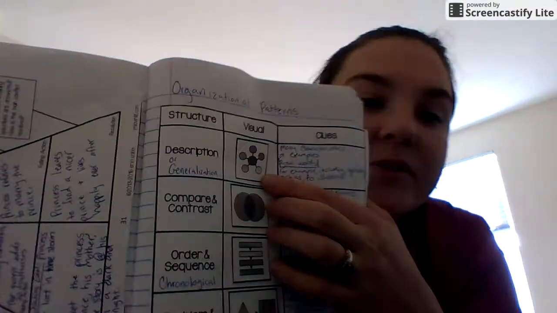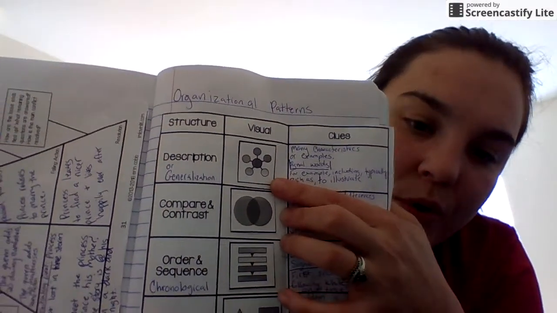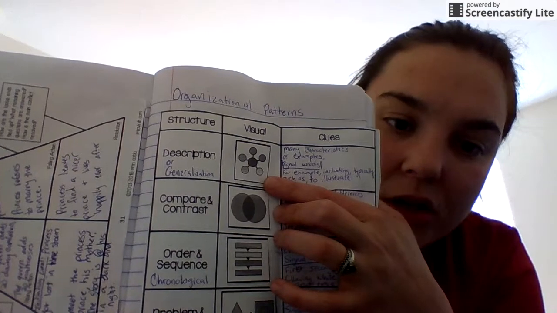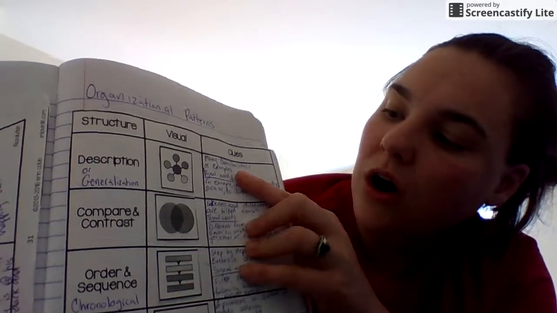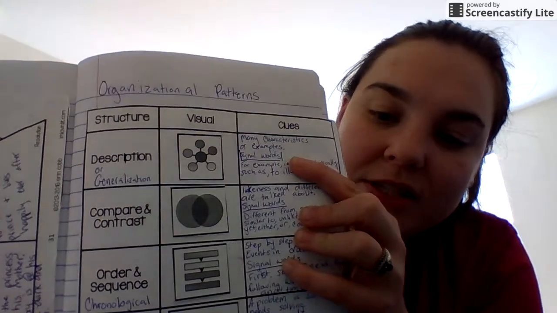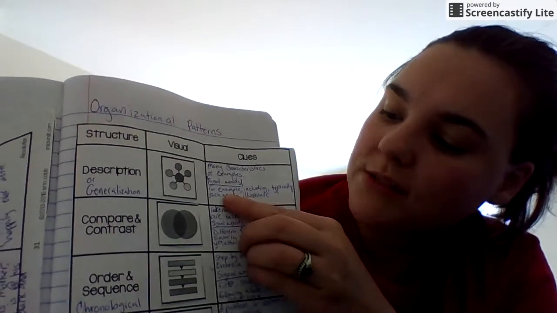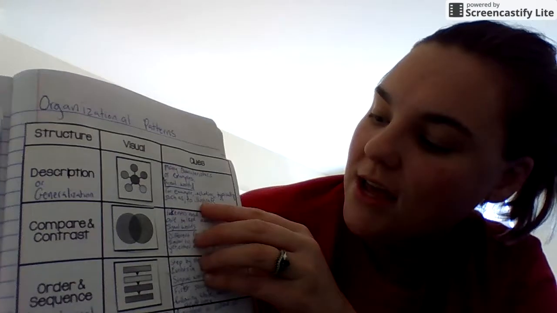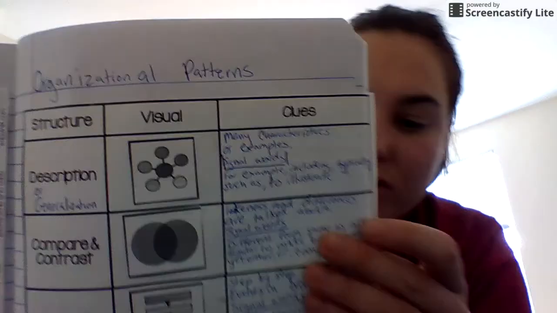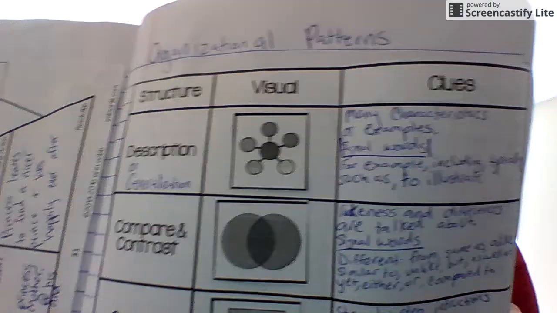When you describe something, you're going to use a bunch of different adjectives, and there's really no order when you do description. It's kind of all over the place, where it doesn't matter if you take one thing out or not. So your clues are many characteristics or examples, and your signal words are for example, including, typically, such as, and to illustrate. So I'm going to put this here. You can pause it and freeze it.